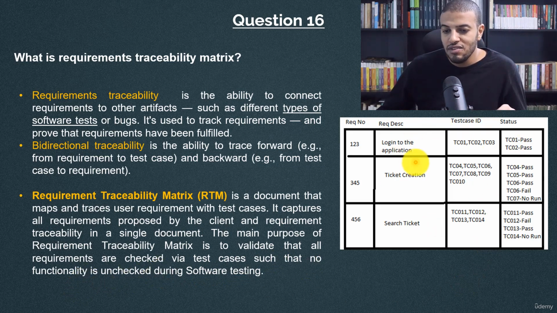So like we see in this example, we have requirements, each one of them has a description, and we have test cases for those requirements. So for example, the login requirement has 3 test cases, the ticket creation requirement has 7 test cases, and search requirement has 4 test cases. In some cases, we also add the status of the test cases. Did they pass, fail, or blocked, or even not run yet?